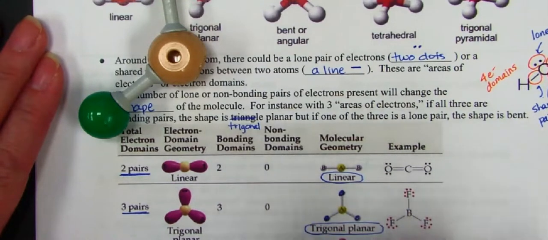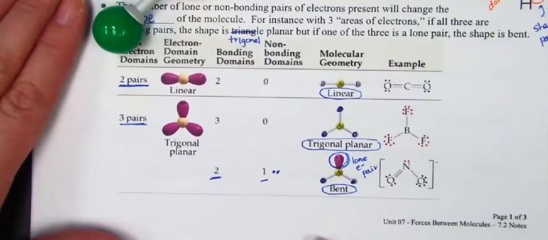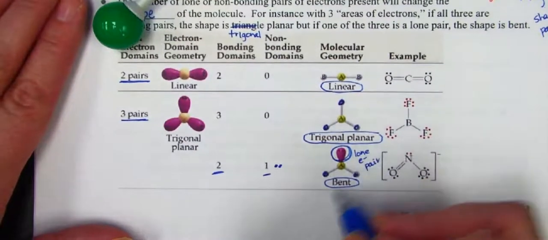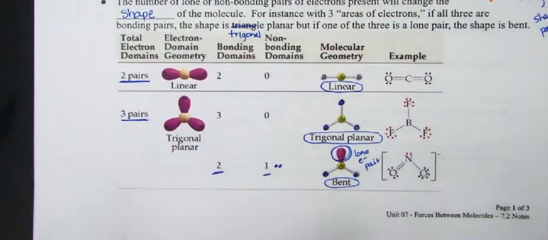But if I only have two bonding atoms and I have this lone pair of electrons, then I'm going to have a bent shape. So lone pair of electrons, bent shape.